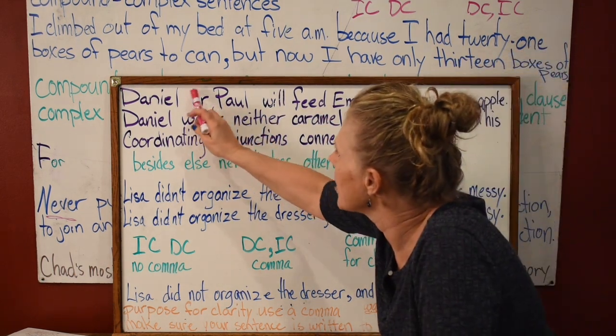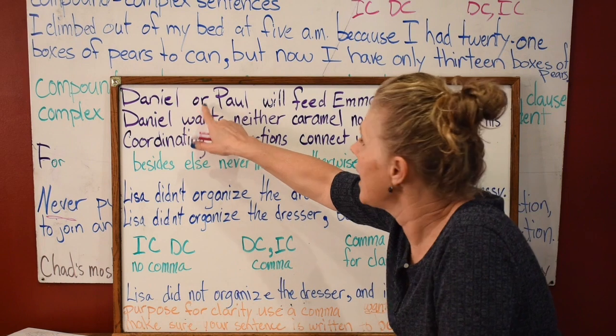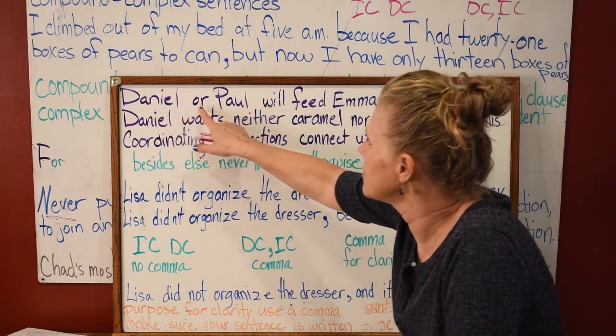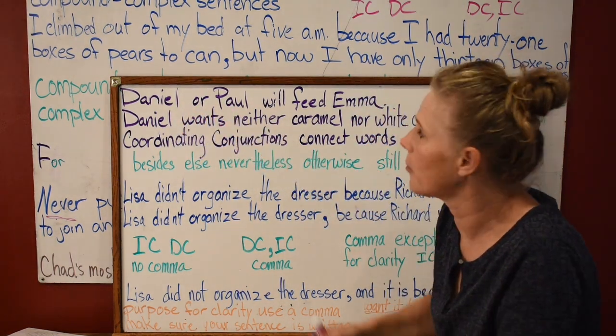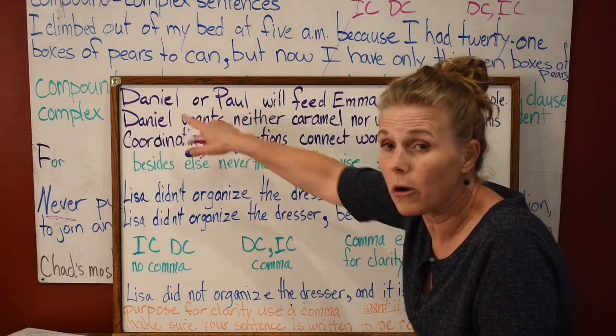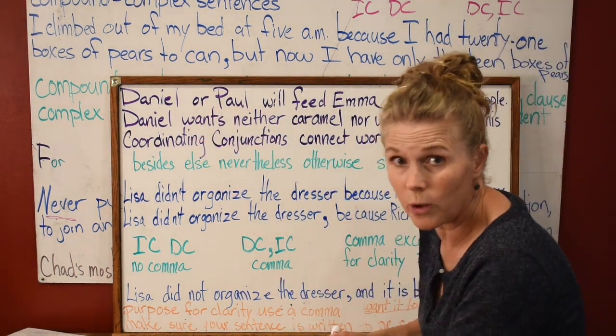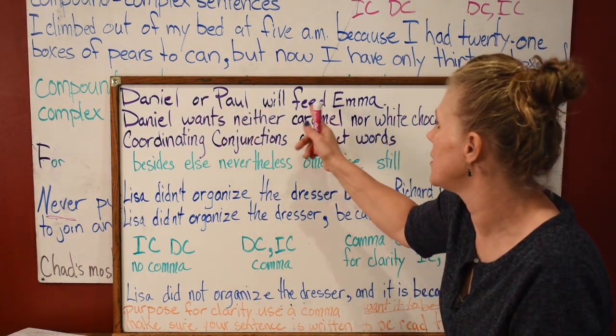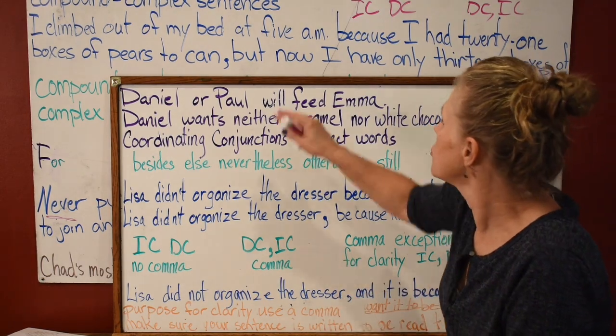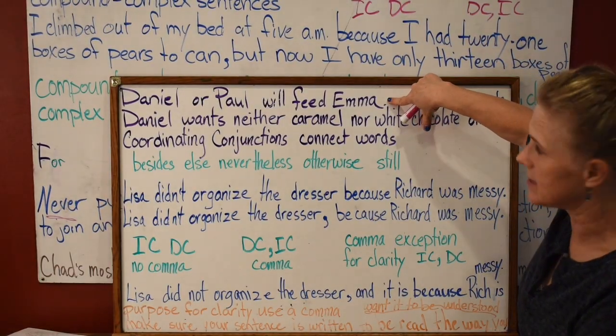But see how right here, it's not "and." If we put "and," it would be Daniel and Paul. That means both of them are going. See how we're using "or"? That means one or the other one is going. Both aren't going to go feed Emma. So this is a simple sentence.